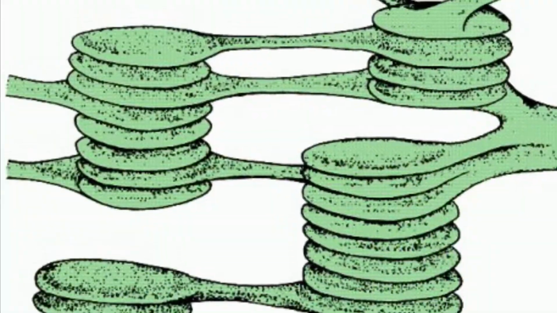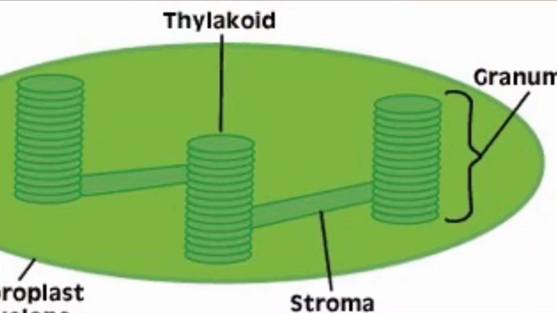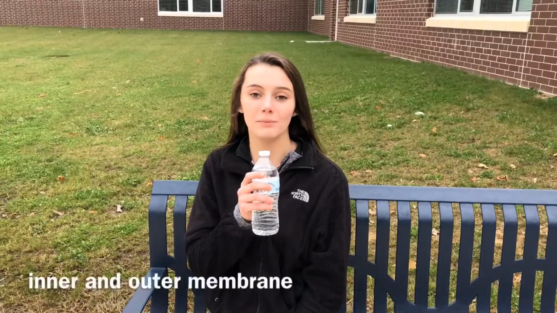Inside the chloroplast, there are thylakoids, which are small circular sacs of membrane, which is also where the pigment is found. It is a stack of thylakoids. Lamella is a membrane that connects the granum. The fluid around the lamella and granum is called the stroma. Then to keep it all in place is the inner and outer membrane.